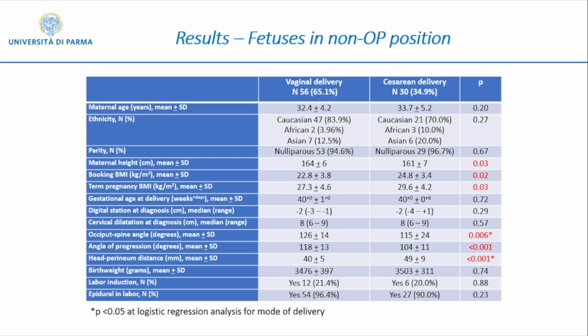Among the cases in non-occiput posterior position at diagnosis, those submitted to cesarean delivery showed a lower maternal age, a higher booking and term pregnancy BMI, as well as a narrower occiput spine angle and angle of progression, and a longer head perineum distance compared to the cases who had vaginal delivery. However, at logistic regression analysis, only the occiput spine angle and the head perineum distance proved to be independently associated with the mode of delivery.